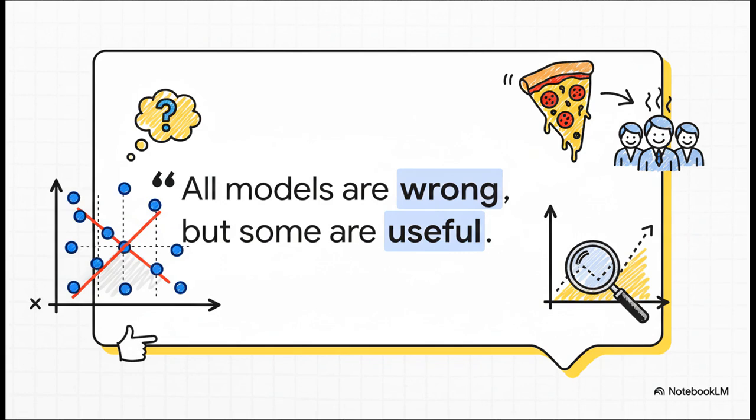But before we get into the nitty-gritty, we've got to start with the right mindset. And honestly, the statistician George Box just nailed it with this quote. The world is, well, it's messy. It's infinitely complex. And trying to model it perfectly is, frankly, impossible. But here's the secret. Our goal isn't perfection. The goal is to build something useful.